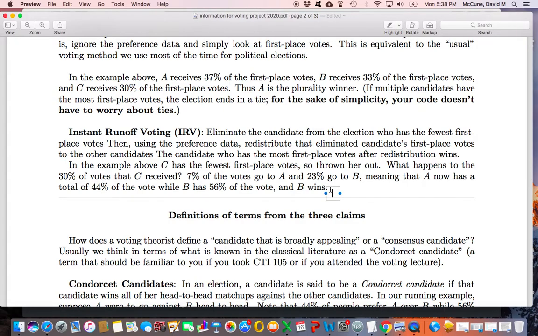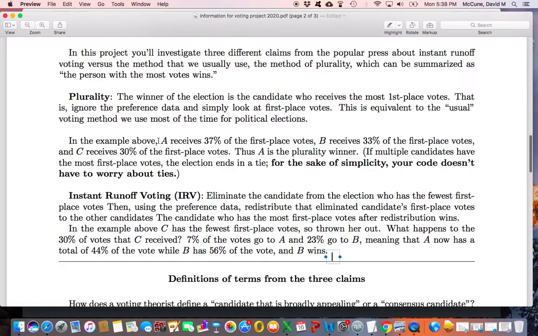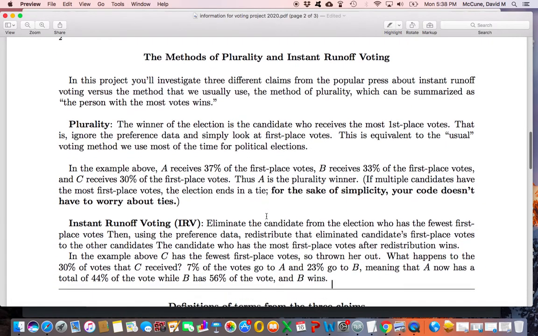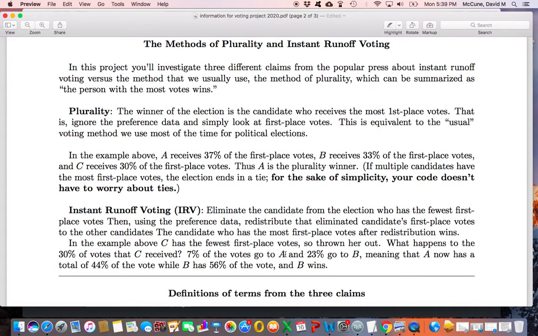It is worth pointing out that in this election, A won under plurality. So if this were just like a U.S. Senate election or whatever, A would win because A got the most first place votes. If we used a different method, like instant runoff voting, you would have a different winner.